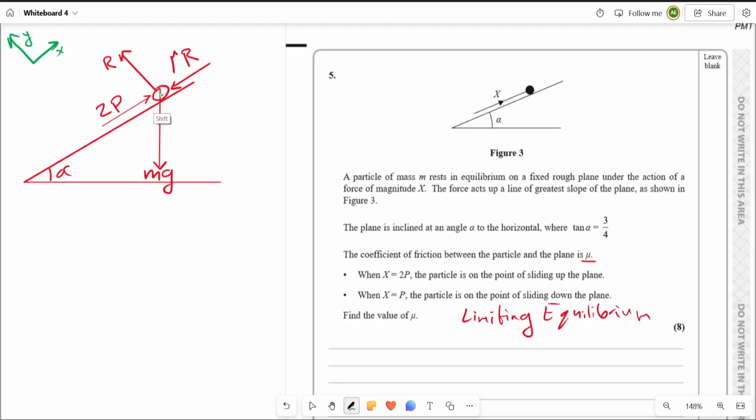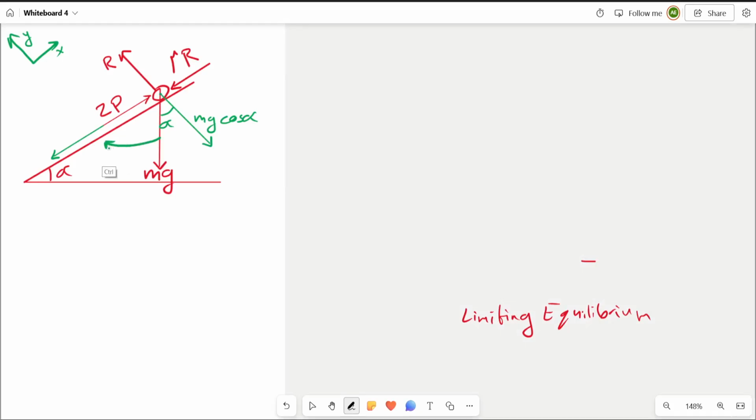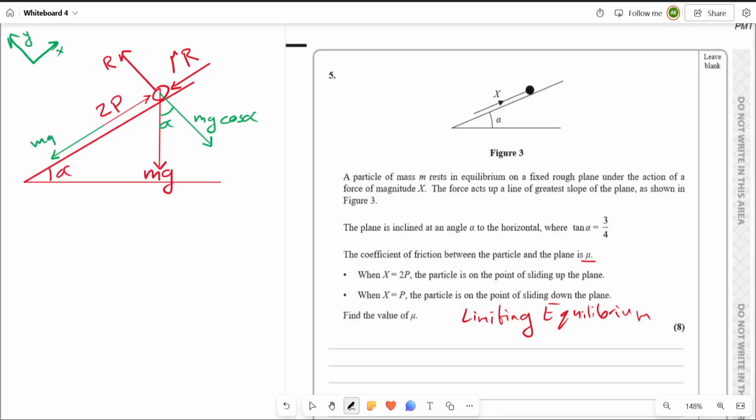So mg is going to have a component in this direction and a component in that direction. So this angle is going to be alpha over here. Since I'm closing on my angle, it is going to be mg cosine alpha. And this, since I'm moving away from my angle, is going to be mg sine alpha.